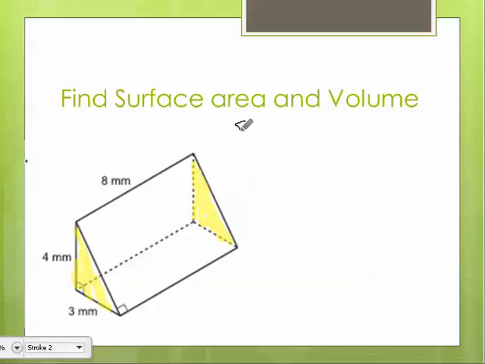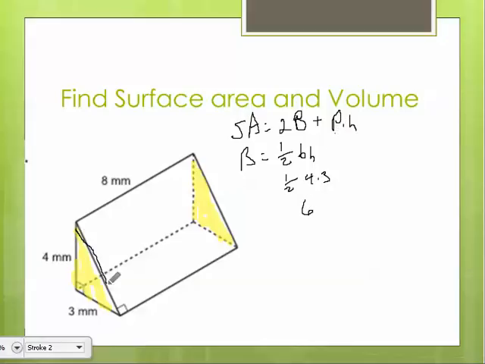Our formula for surface area of a prism is 2 times the area of the base plus the perimeter times the height. Well, we need to find that area of the base. So what we're going to look at here, base, it's a triangle. So I'm going to use 1/2 bh. That's the triangle formula, right? So that's going to be 1/2 of 4 times 3. That's going to be 6. I'm going to need the perimeter too, so that means I need to find this side right here. Using the Pythagorean theorem, I find that that side is a 5. So my perimeter is going to be 3 plus 4 is 7 plus 5 is 12.